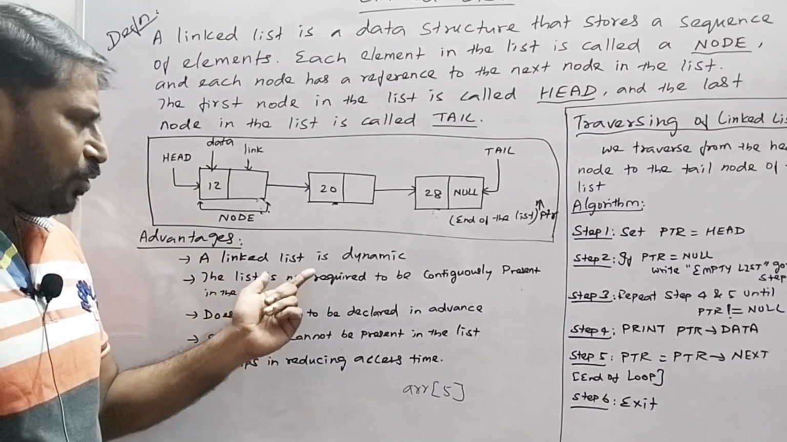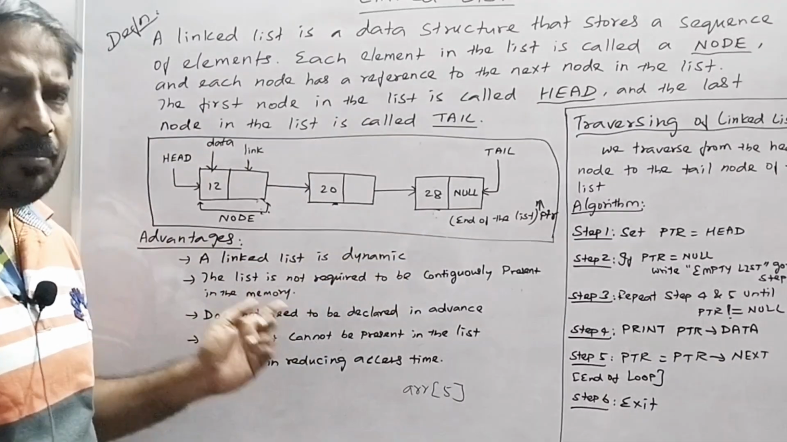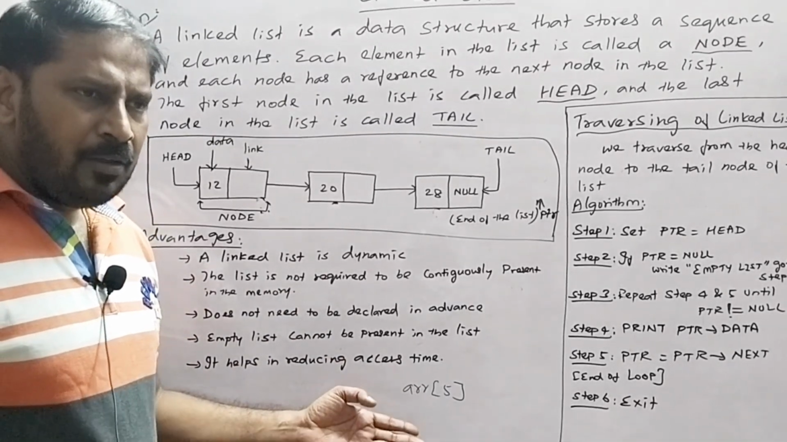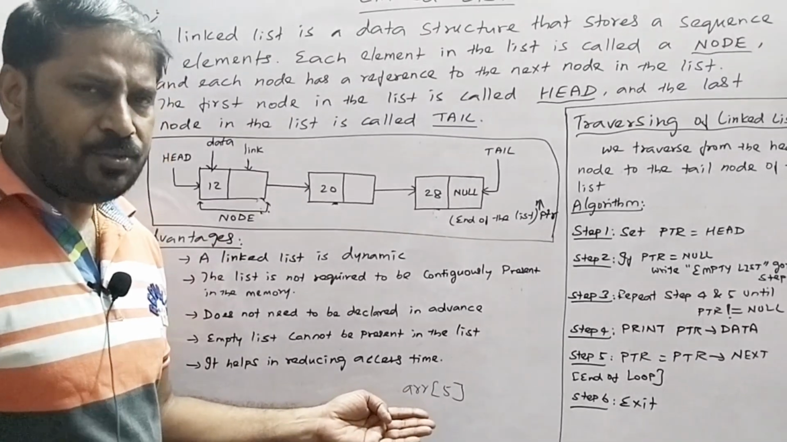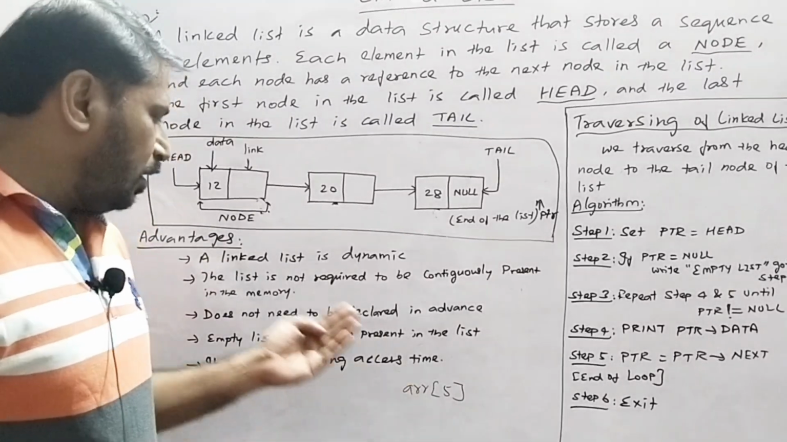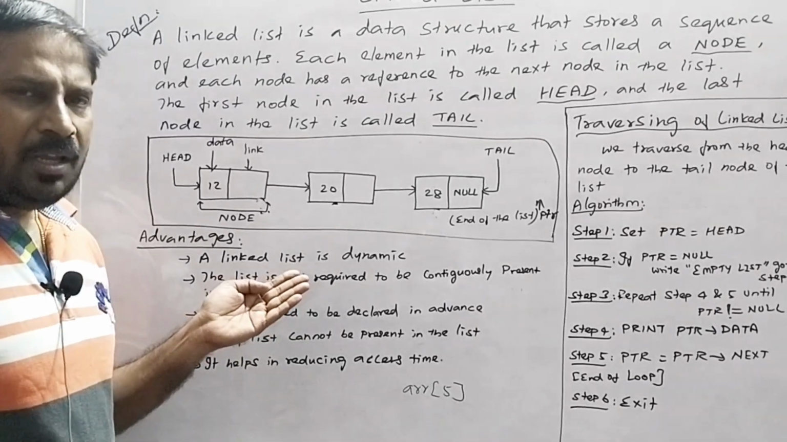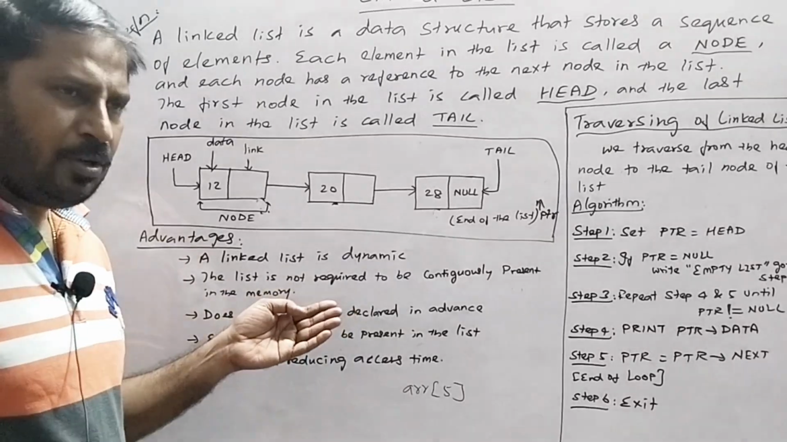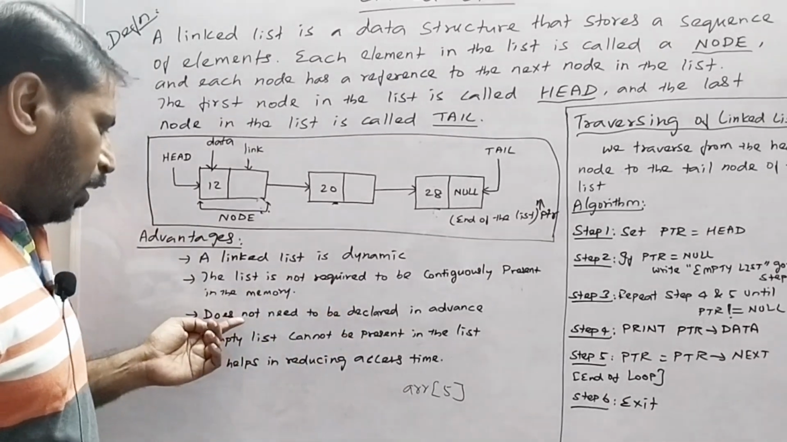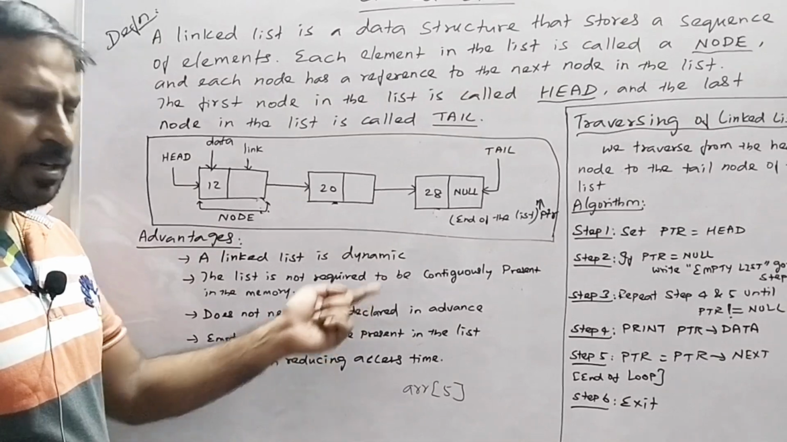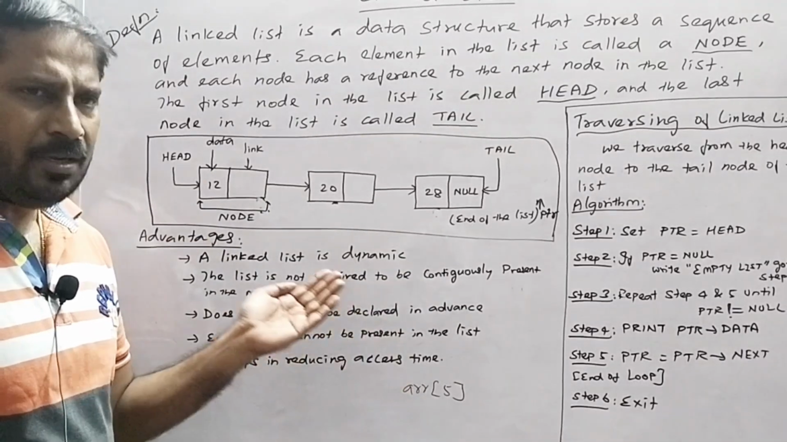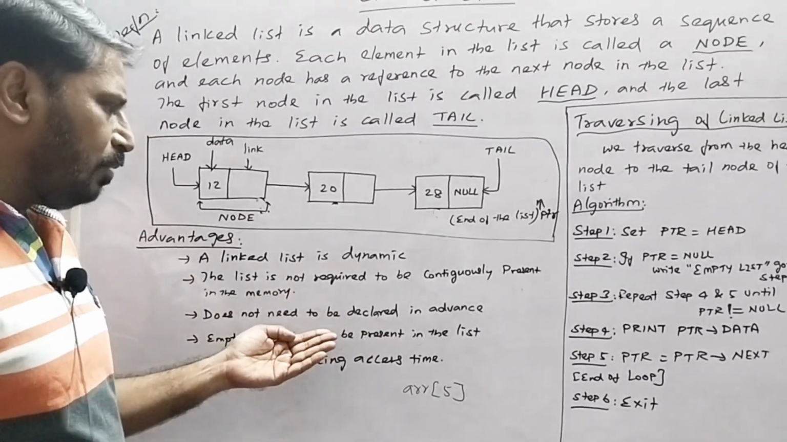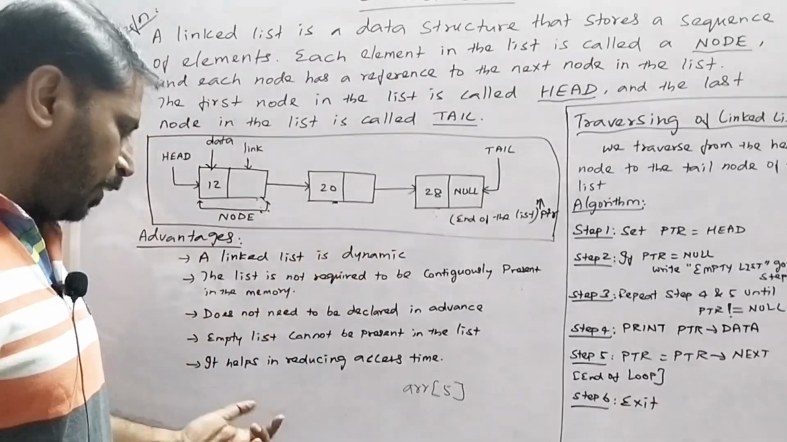Then the linked list is not required to be continuously present in the memory. In an array, continuous memory locations are occupied well in advance, for the memory space used in the program. Whereas in a linked list, the memory locations are not continuous; we can use the memory space then and there. It does not need to be declared in advance. Whenever we need it, we take the memory space in a node format.